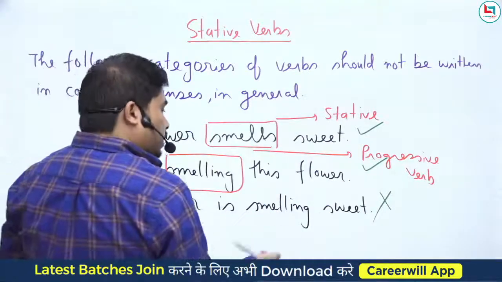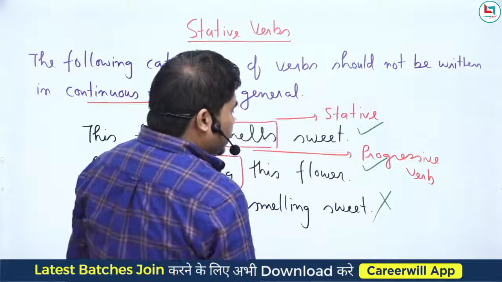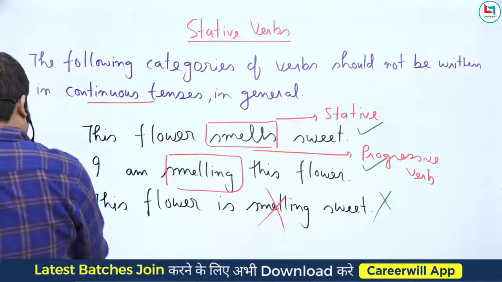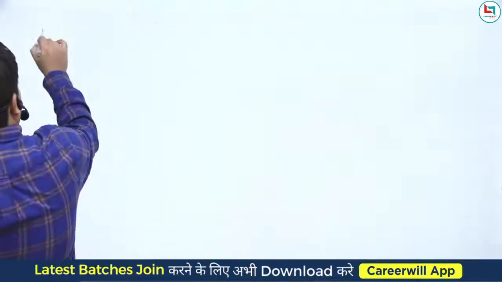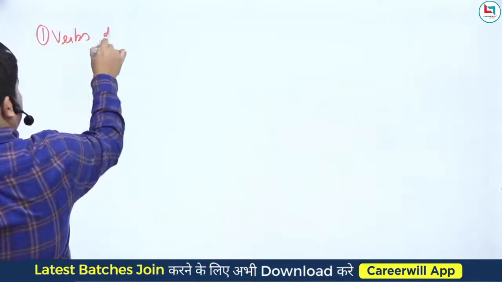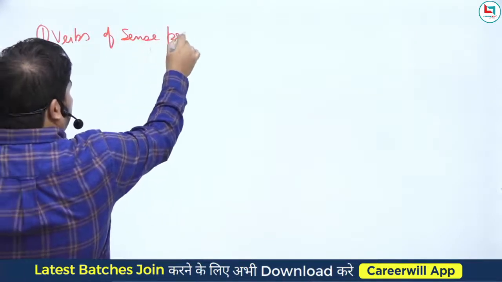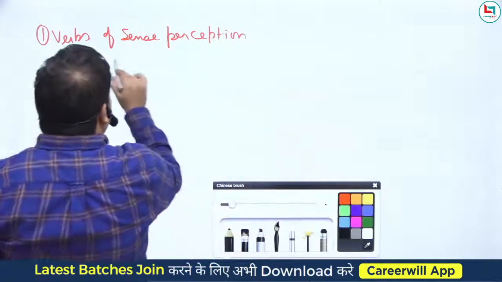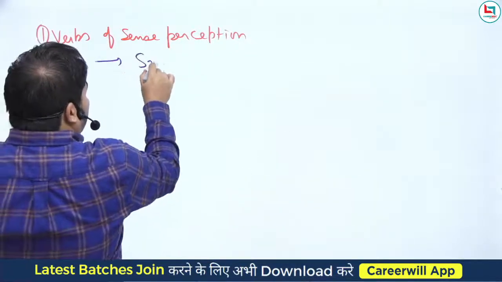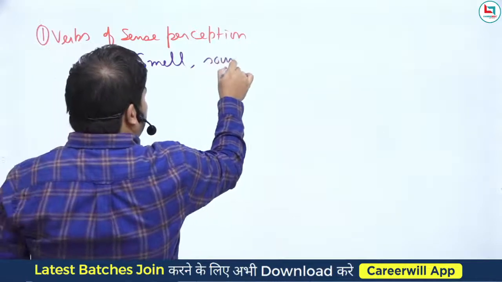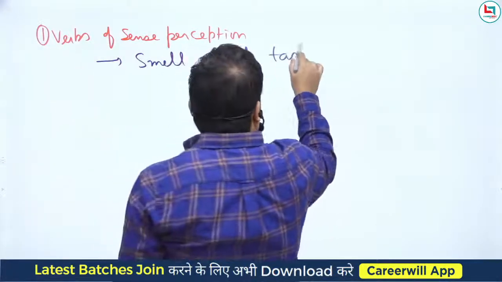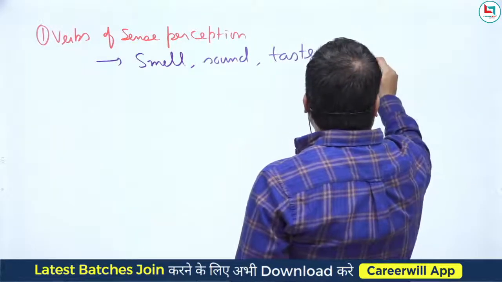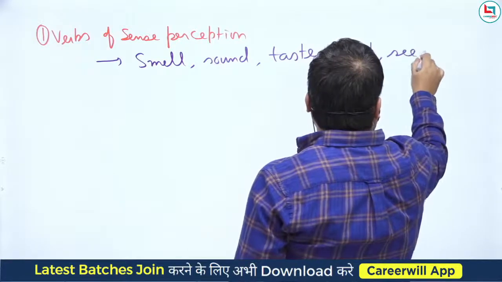This flower is smelling sweet. Again, it is incorrect because you are talking about the state of that particular flower, and in that case, you can't use continuous, right? Now, these categories are what? The first one, verbs of sense perception. Verbs of sense perception. So we have smell, we have sound, we have taste, feel, see, etc.